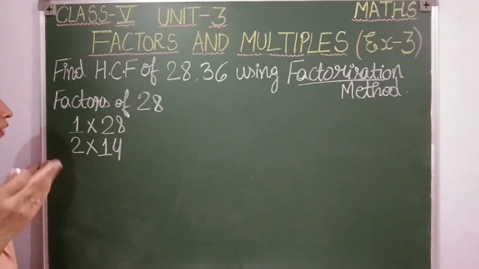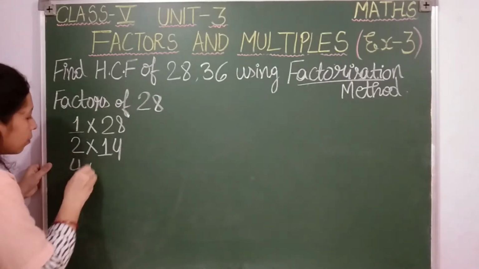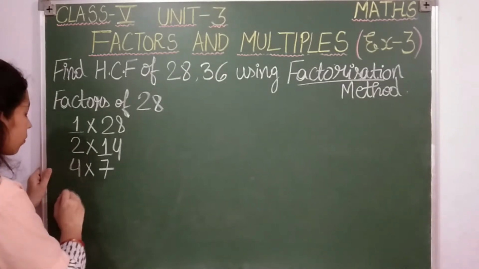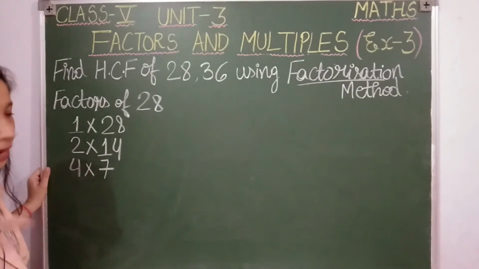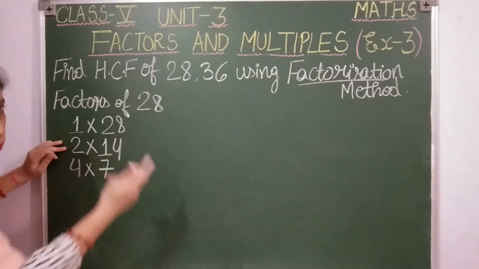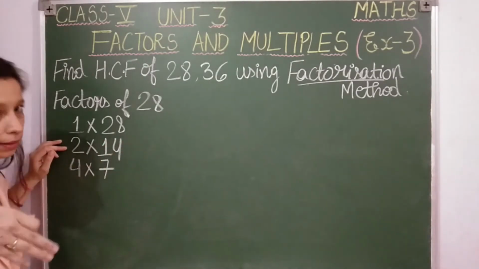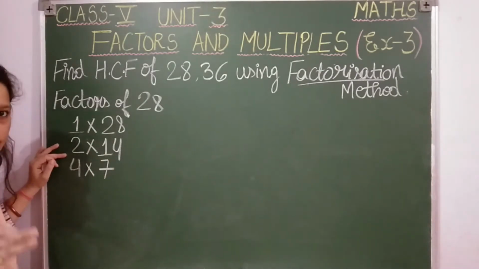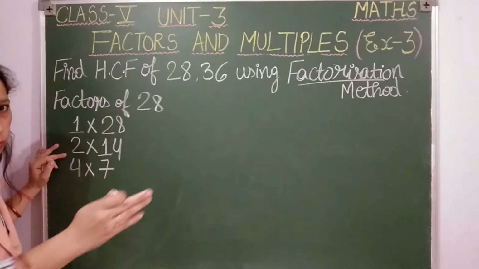Then 3, 4, 5, yeah, the 4 table also gives 28. 4 7s are 28. Clear, students? Then 14 2s are 28, but here I have already written 2 into 14, na? So no need to repeat the numbers a second time. 2 into 14 or 14 into 2 is the same thing only, so we'll just write 2 into 14.